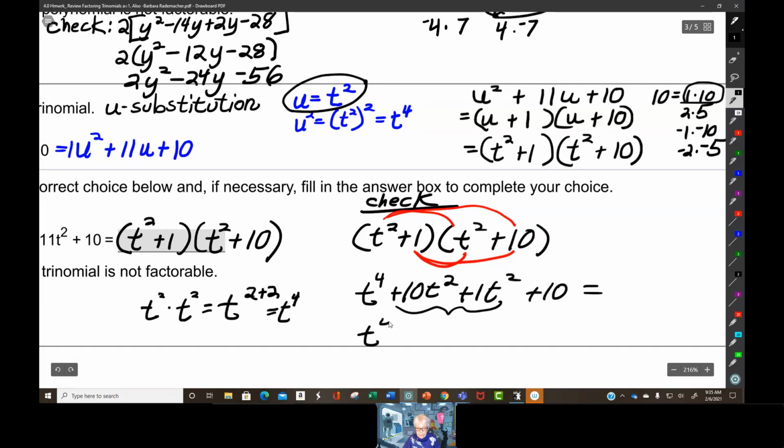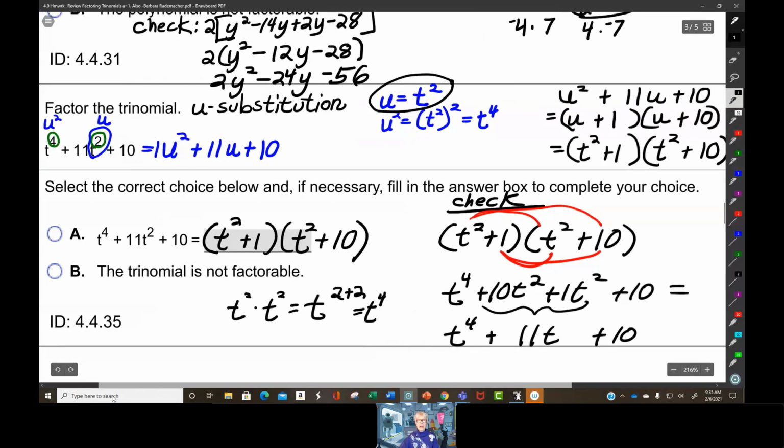T to the fourth plus 11t squared plus 10 is what I hope I started with, and I did.